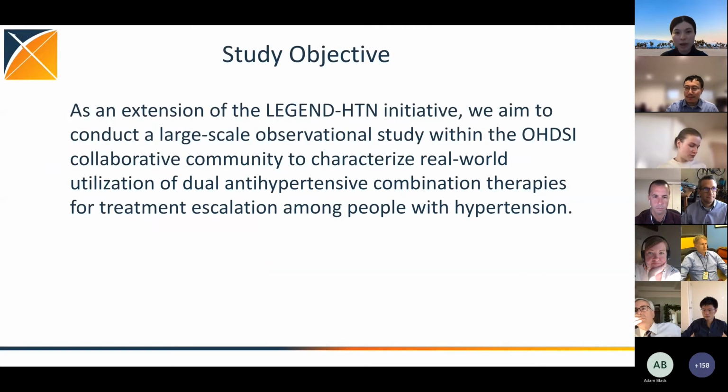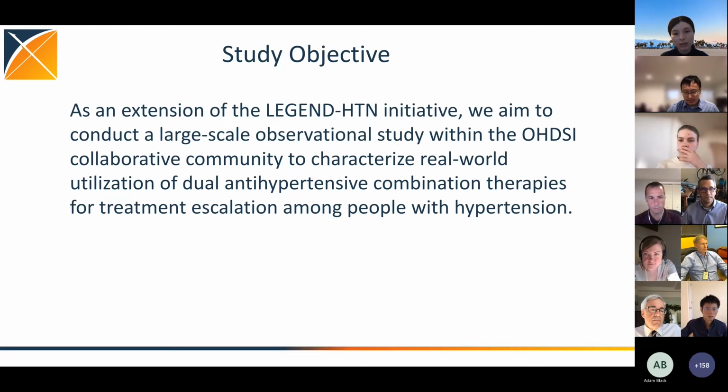A little bit of background: all of the studies that Ray just showed you have focused on monotherapy of hypertension as a first-line treatment. However, in practice, studies show 70% of patients with hypertension cannot achieve their blood pressure control target with monotherapy alone. So an important clinical question is: what is the optimal therapy for treatment escalation among patients on monotherapy who cannot achieve the blood pressure control goal?